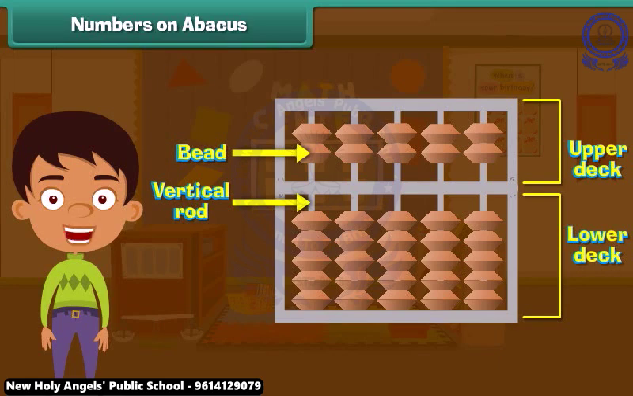Every vertical rod in the upper deck has 2 beads, each bead worth the value 5. Each vertical rod in the lower deck has 5 beads, each worth the value 1.